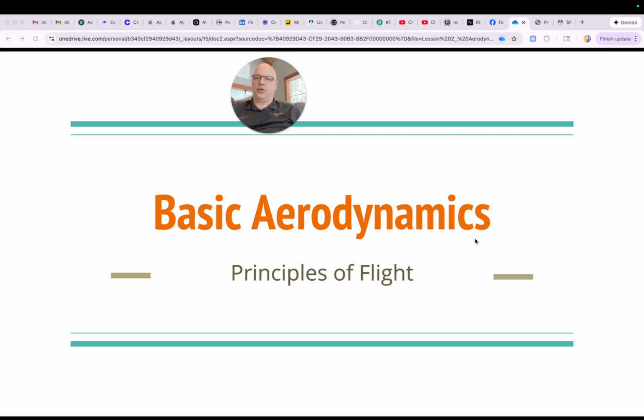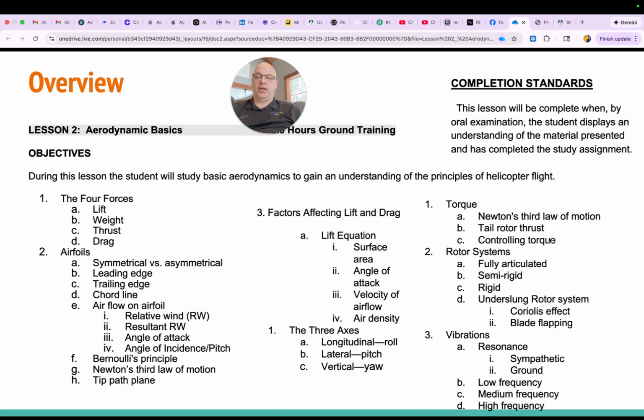We're going to leave components and go to the next section called Basic Aerodynamics. And trust me, there's lots to be learned here. We're going to stick to the basics in this next lesson. We're going to break it up into 4 components. We're going to start off by talking about the airfoils. Then we'll move on to the 4 forces and the lift equation. And then we'll talk about the rotor system and vibrations.